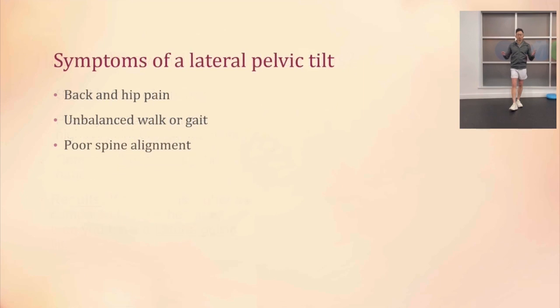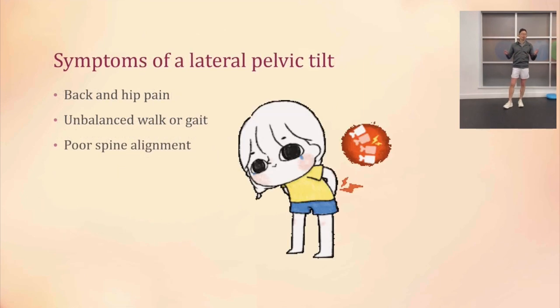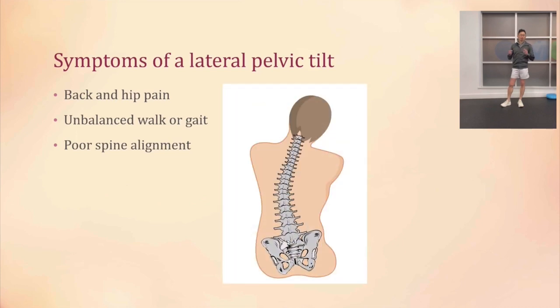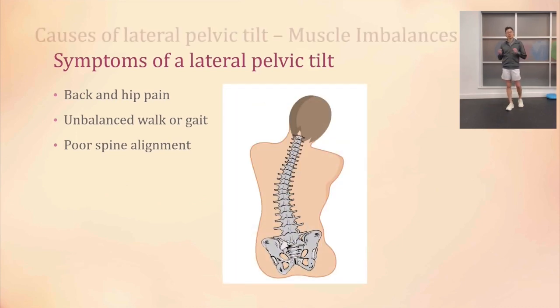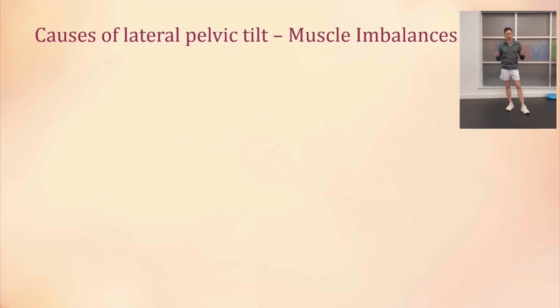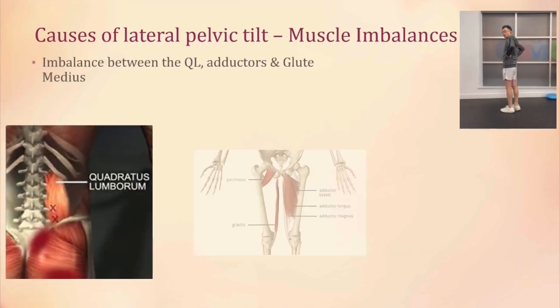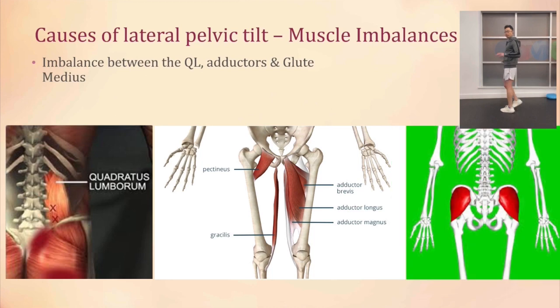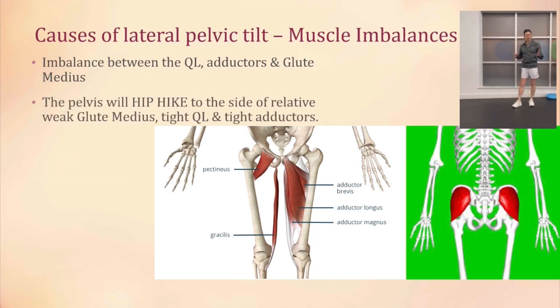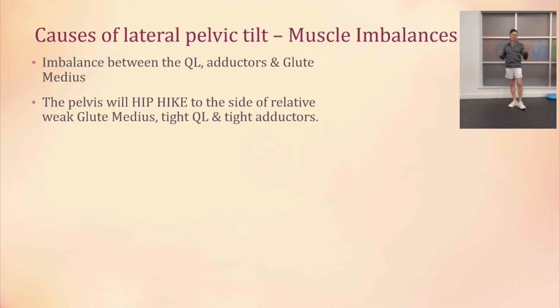Now you may ask, so what? Well, lateral pelvic tilts can lead to back and hip pain, unbalanced walk or gait, and poor spinal alignment. One of the most common causes of a lateral pelvic tilt is the muscle imbalances between the quadratus lumborum, adductors, and the glute medius. The pelvis will hip hike to the side of relative weak glute medius, tight QL, and tight adductors.